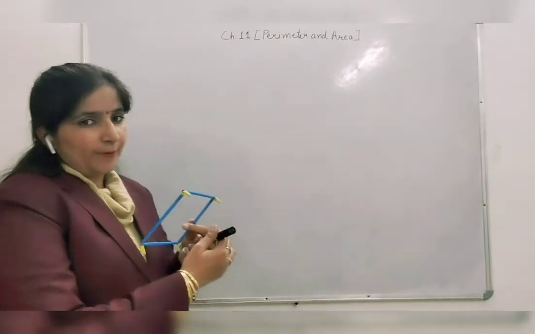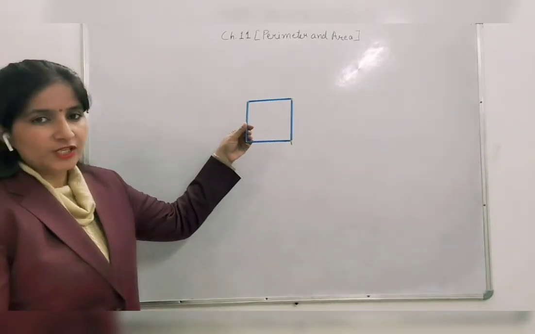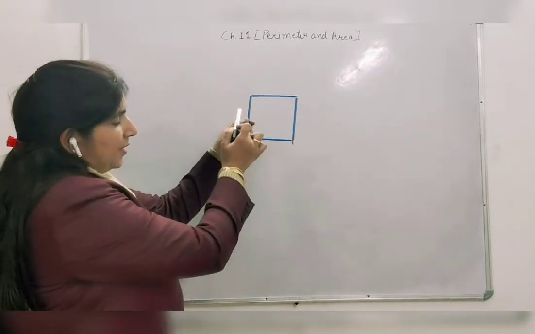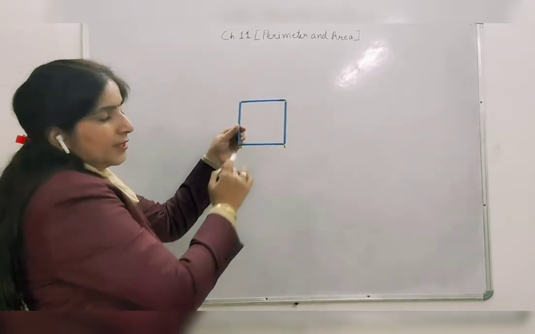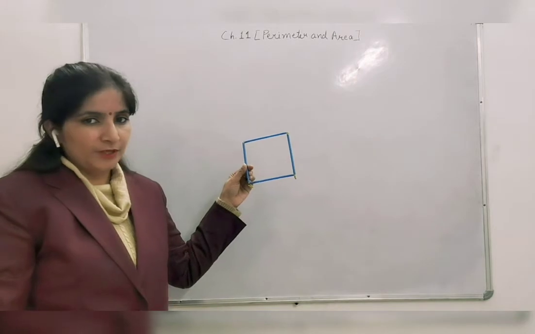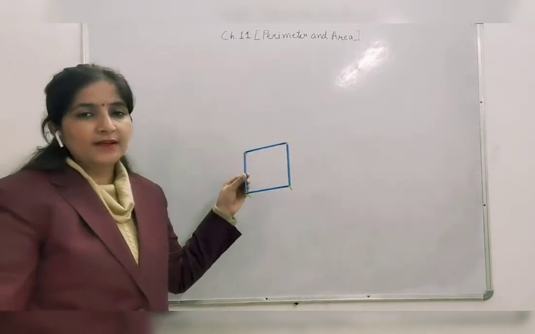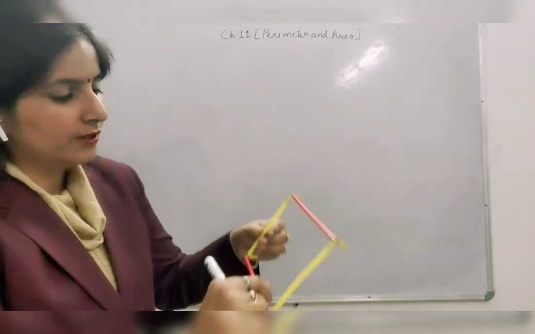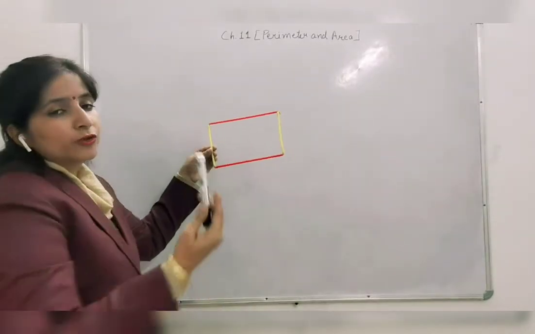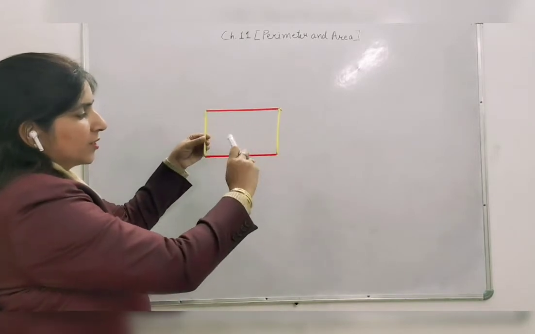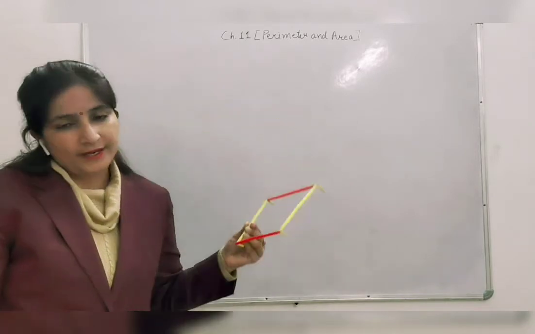Suppose this is a shape. Can you see which shape this is? This is a square. Now you can see the blue color outside it. This is the boundary. This is known as the perimeter. And the region enclosed inside it is the area. Similarly for the rectangular shape also. For so many shapes, the boundary is always the perimeter and the region enclosed under it is the area.